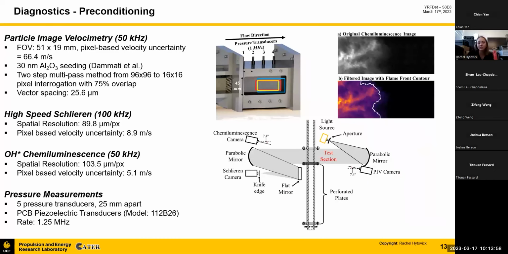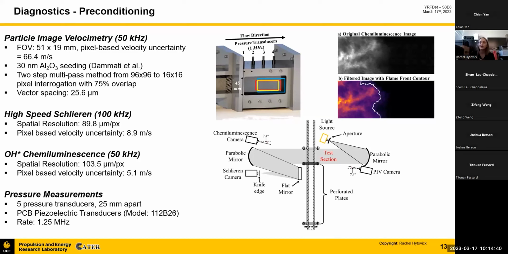And then here's a little bit more of the specifics. We take PIV, like I said, at 50 kilohertz. It is frame straddled PIV, and that's just so we can get a little bit faster. And we use 30 nanometer aluminum oxide seeding. There was a study done with Damati and some of the students that used to be in our lab that found that if we were at a low enough size of seeding, we were able to get really accurate measurements and track the flow very well for the high speed flows. And then we use a 2-step multi-pass method with 75% overlap to capture as many of the vectors as we can and get a more accurate reading.